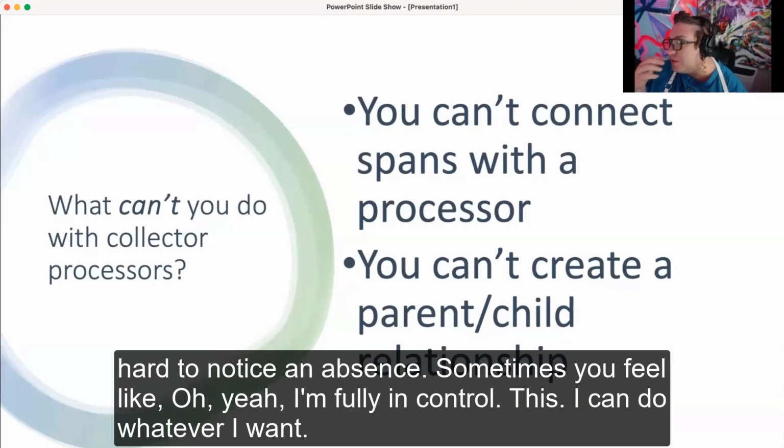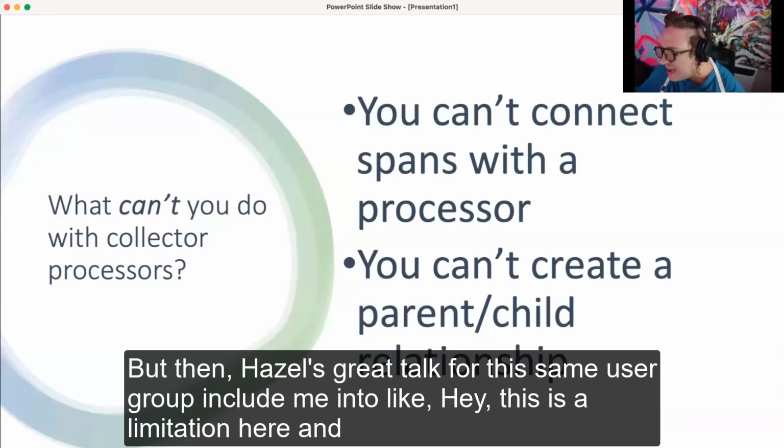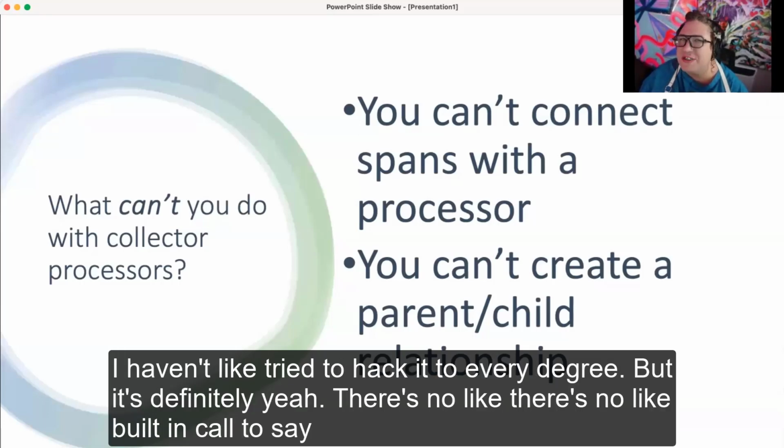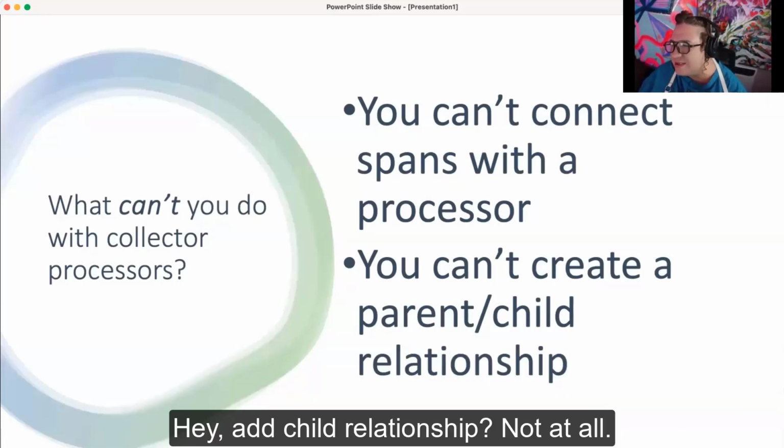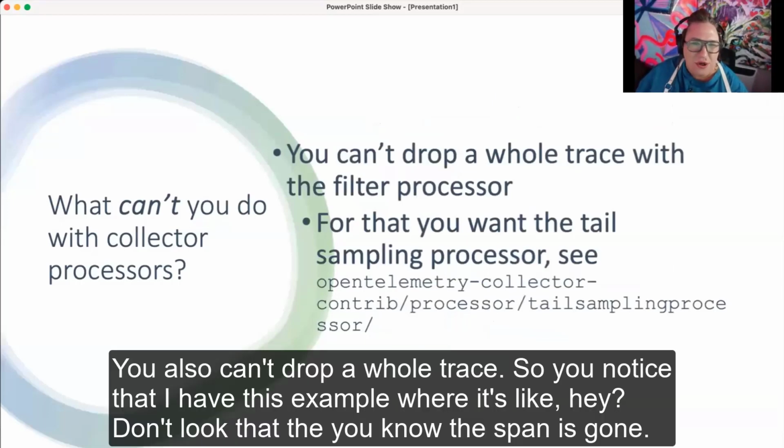And I learned this for the first time. It's hard to notice an absence. Sometimes you feel like, oh yeah, I'm fully in control of this, I can do whatever I want. But then Hazel's great talk for this same user group clued me into this limitation. I haven't tried to hack it to every degree, but there's no built-in call to say, hey, add child relationship. Not at all. You also can't drop a whole trace.